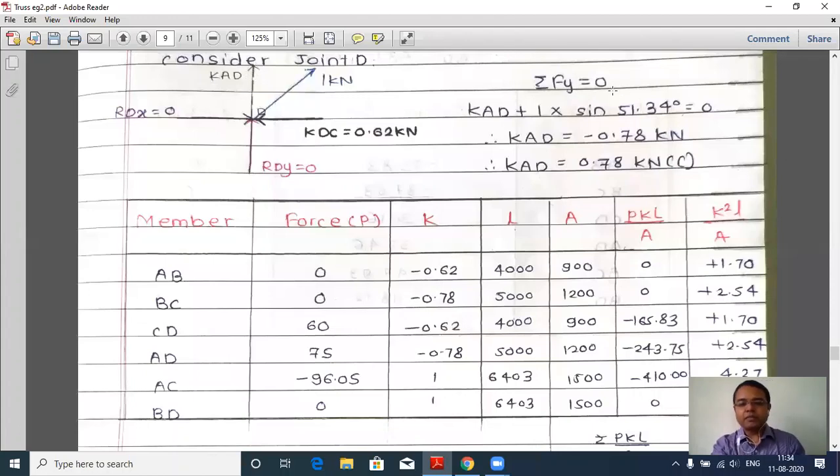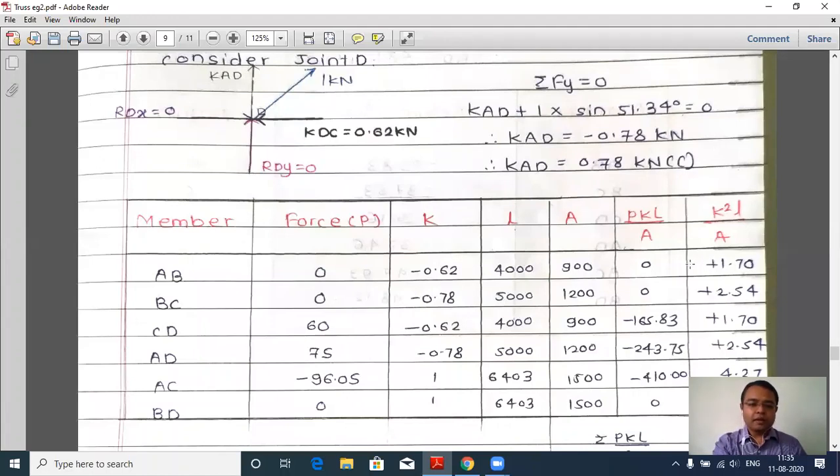So apply summation Fy equal to 0. We are getting KAD negative. Negative means the assumed direction is wrong. So write the answer KAD positive, and the final answer is compression.